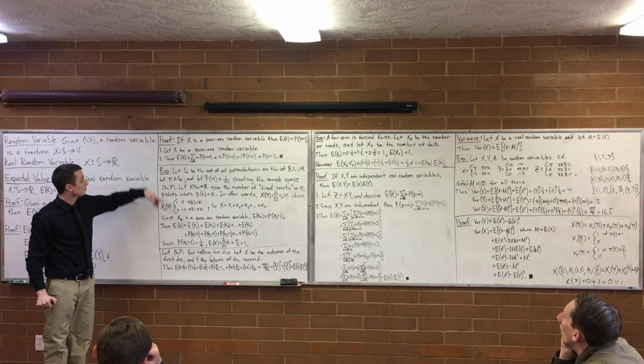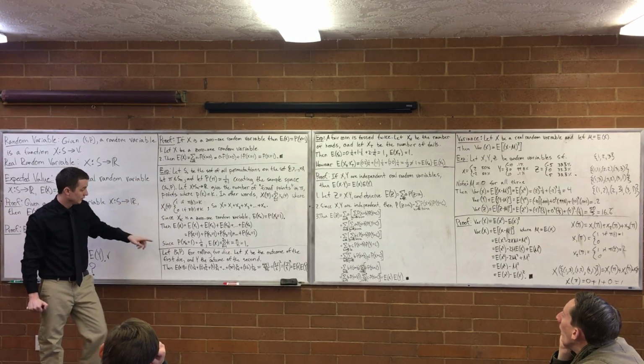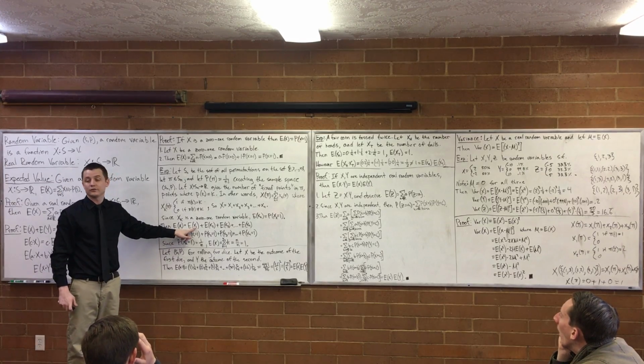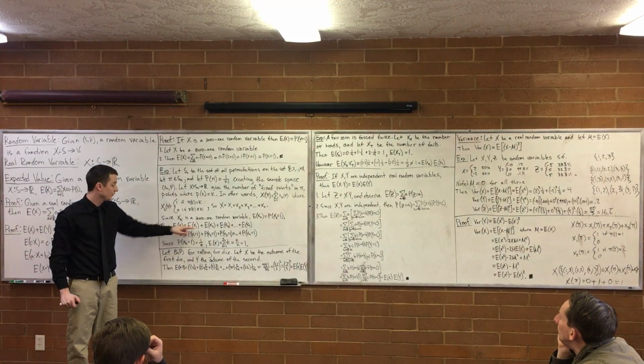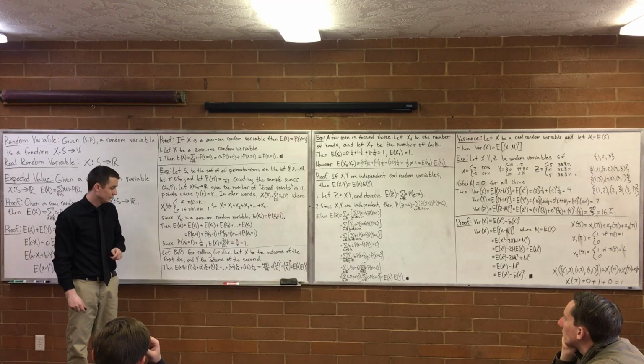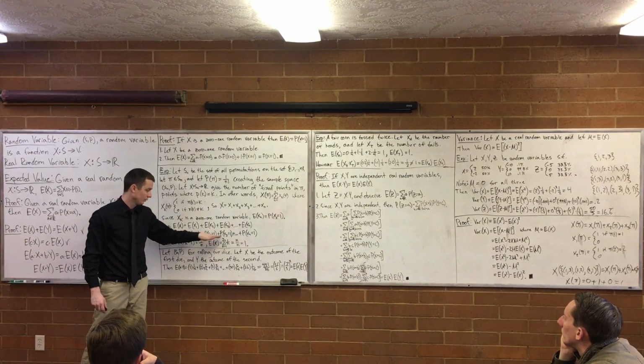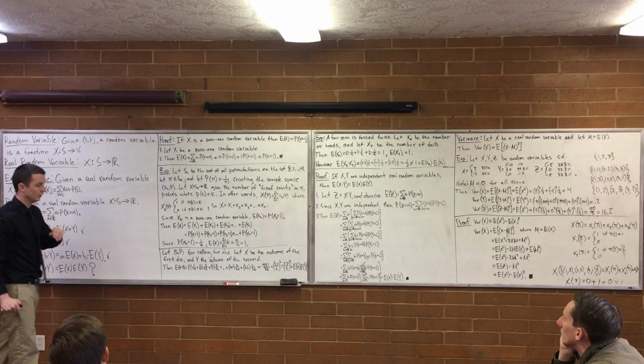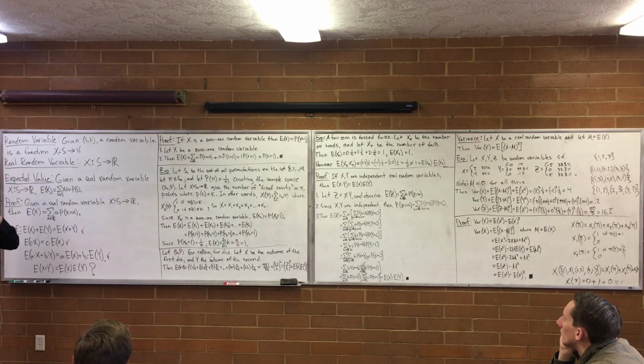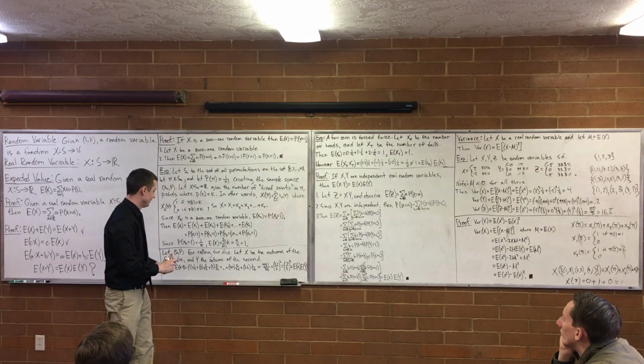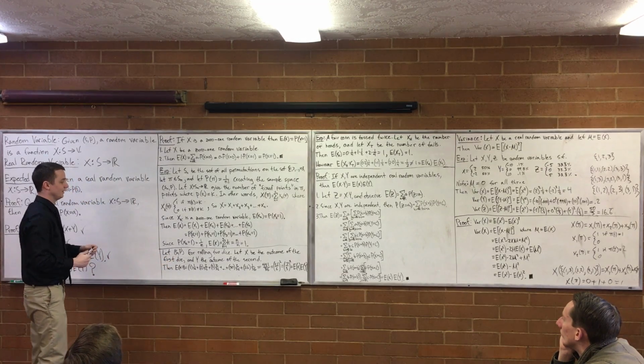Alright, now we're just using this theorem up here. X1 is a 0, 1 random variable. Its expected value is just the probability that x1 equals 1. That's just the probability that x1 equals 1, the probability that x2 equals 2, the probability that x3 equals 3, etc., and the probability that xn equals n.